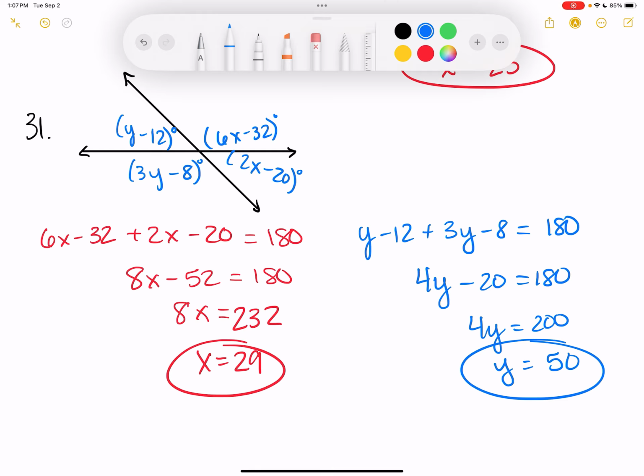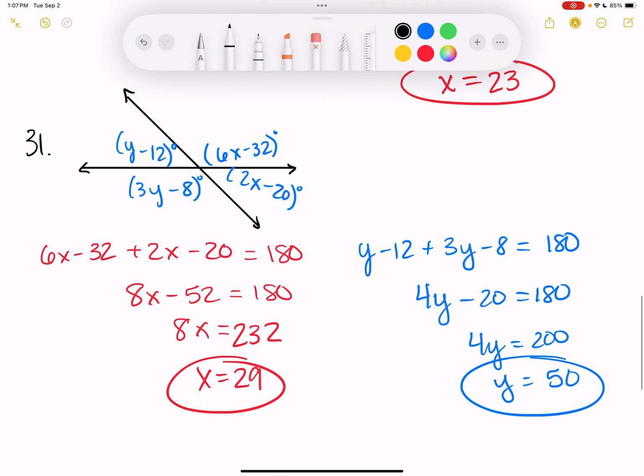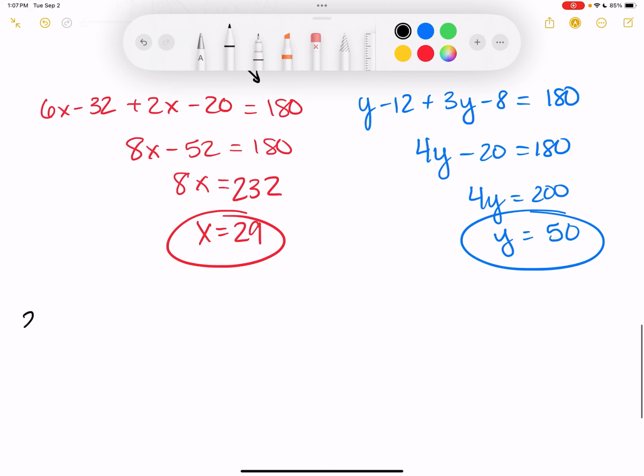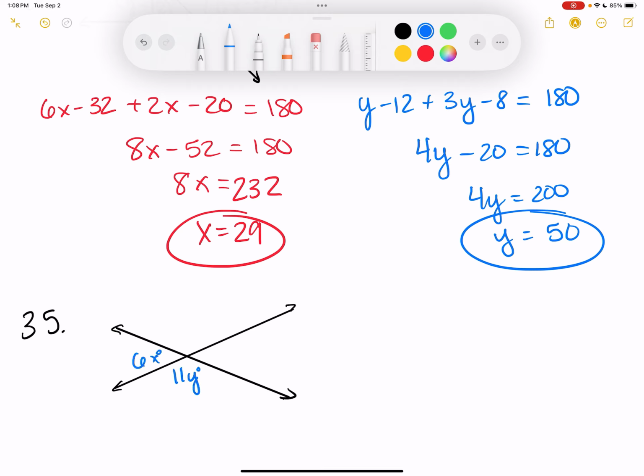All right, one more like this, just so that we have seen there's a slightly different thing to this one. Number 35. We've got angle. I don't know why I just made that really large. I'm going to make it smaller. And like this. All right, so this one is 6x, this is 11y, and this is 4x plus 16.